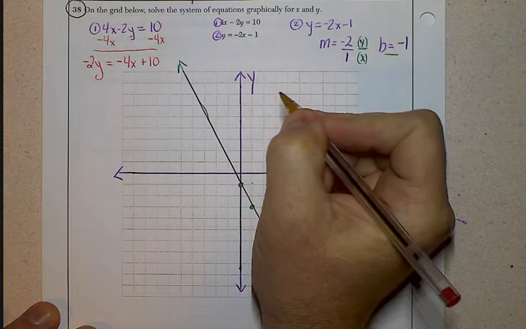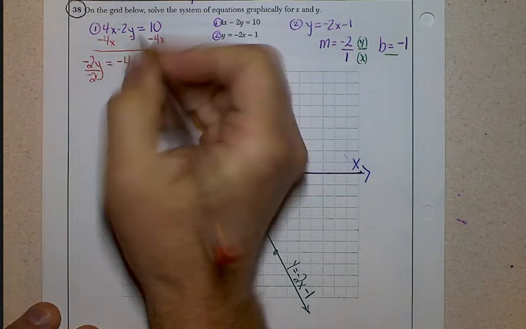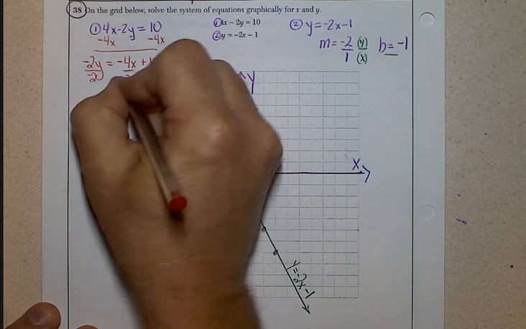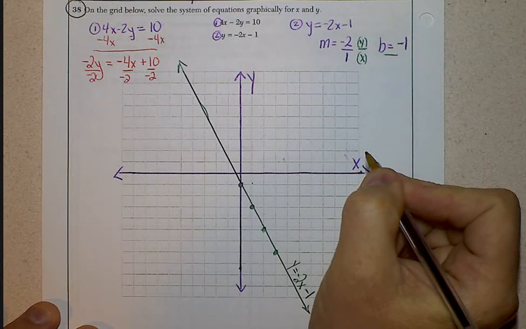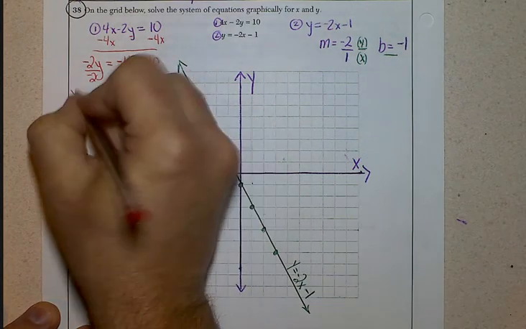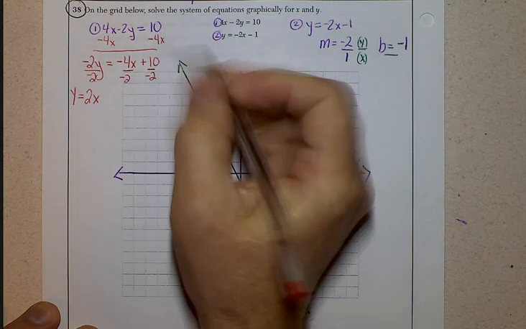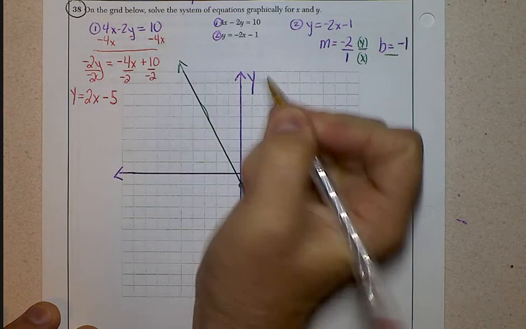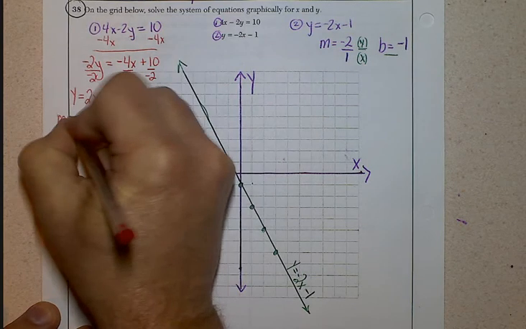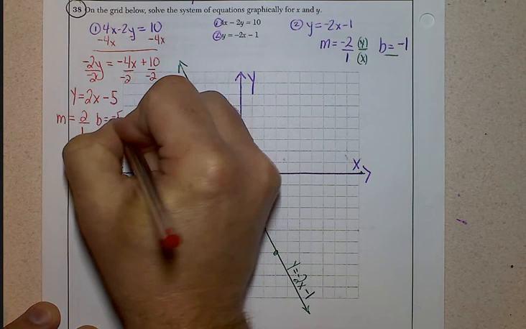Now, I want to get y by itself, so I'm going to divide by negative 2. I have to divide each of the pieces on this side by that same negative 2. Everything must be divided by negative 2. So y is going to equal negative 4 divided by negative 2, which is a positive 2x, and a positive 10 divided by negative 2 is negative 5. So I'm all set. My m is 2 over 1, and my y-intercept is negative 5.